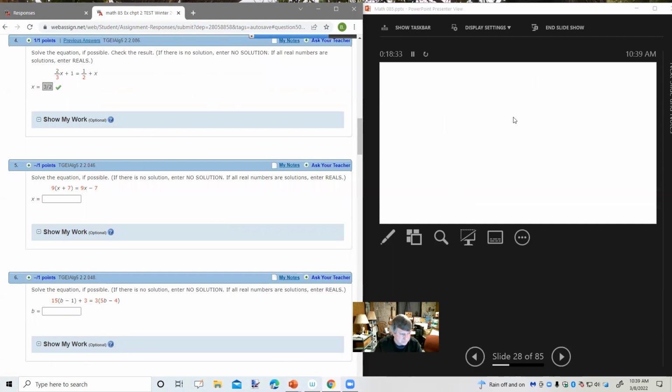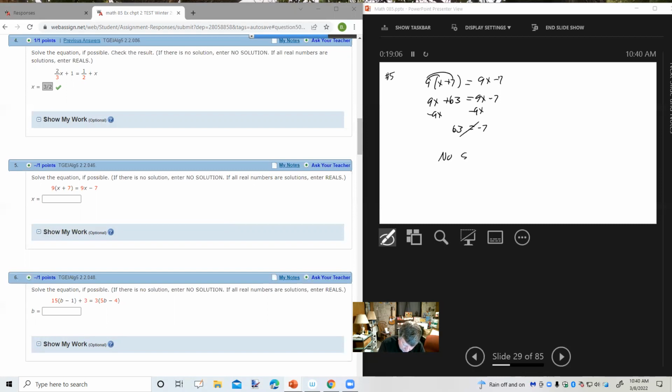Number 5. Solve the equation if possible. If there is no solution, enter no solution. If it's all real numbers, enter all reals. Okay, so we've got 9 times the quantity x plus 7 equals 9x minus 7. On the left side of the equation, distributing, we get 9x plus 63. Subtracting 9x from both sides, we get 63 equals negative 7, which is not true. So there's no solution.